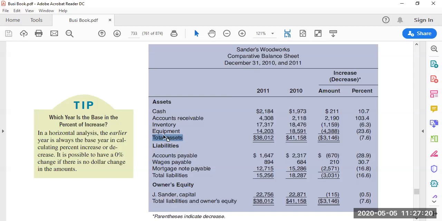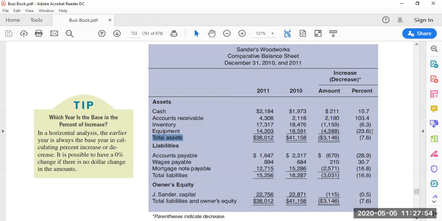So in this case here, your total assets now is a 7.6% decrease. 38,000 is the current year for total assets. Previous year, 41,000. We went down by 3,000. But what percentage of that did we decrease? 7.6%. Okay, so there you go. These are percentages, right? These are not values. These are your values. These are percentages.